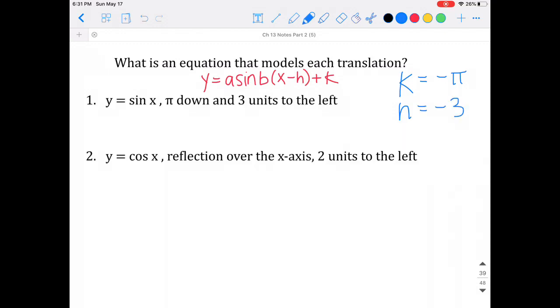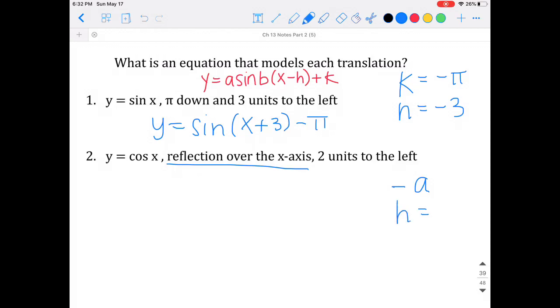So we just take our k and our h and plug into the parent function. So we have y equals, our a value is 1, so we don't write that, sine of x plus 3 minus pi. That h sign flips when you plug it back into your equation. And for number 2, y equals cosine of x, reflection over the x-axis, and 2 units left. Reflection over the x-axis tells us that our a value is going to be negative, and 2 units to the left tells us that our h value is negative 2.